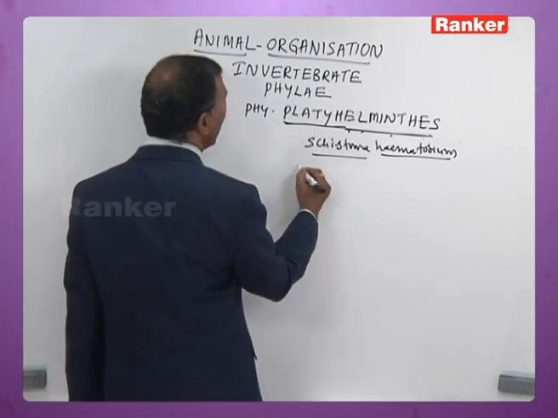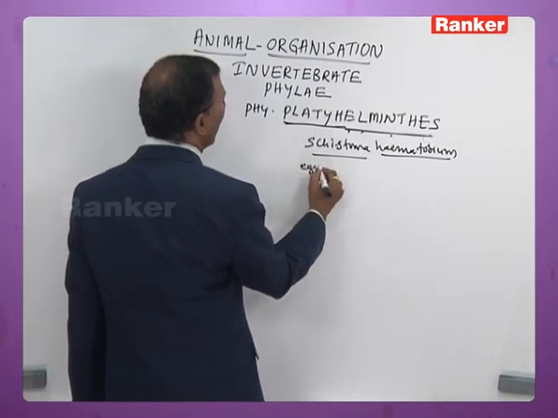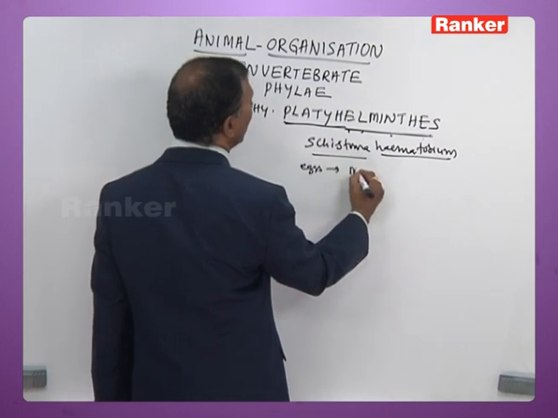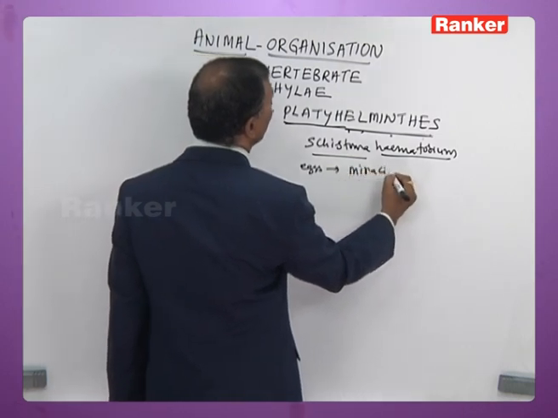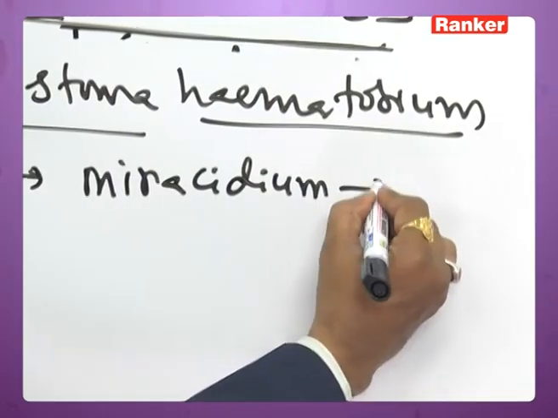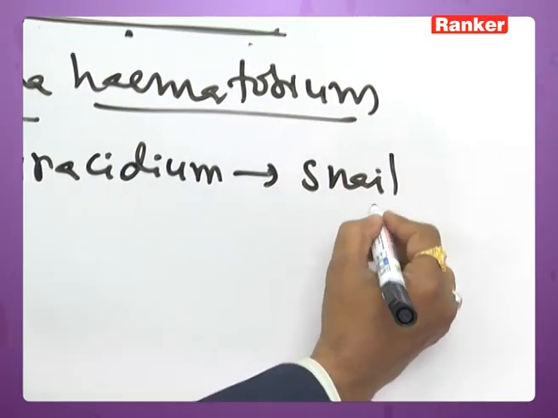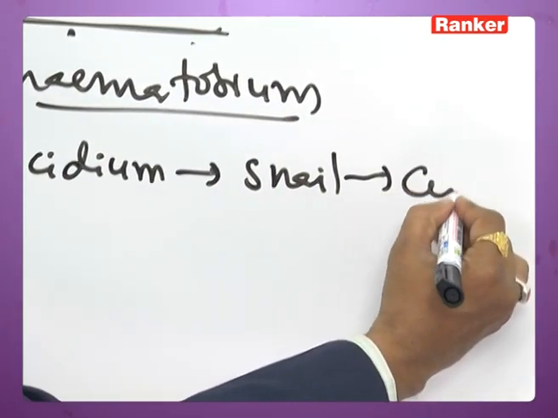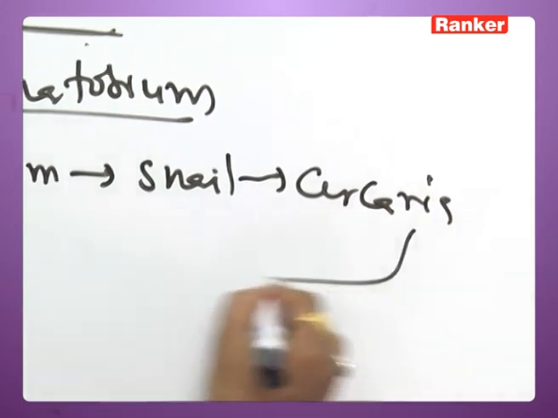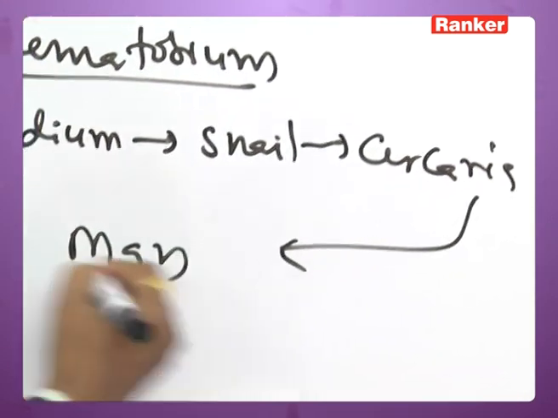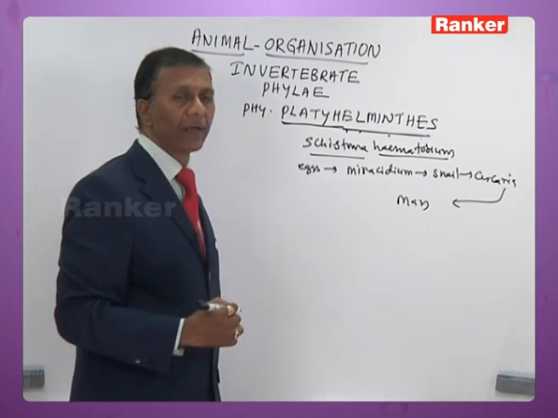Then these eggs now hatch into miracidium. The miracidium, as I mentioned, enters the snail. Within the snail, it transforms into cercaria. The cercaria is infective to man.